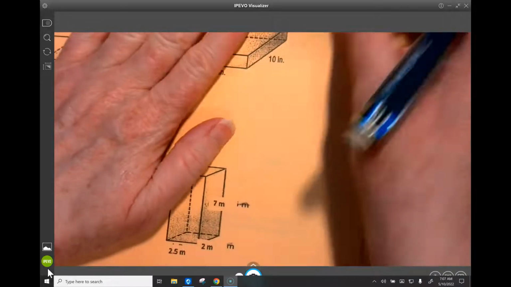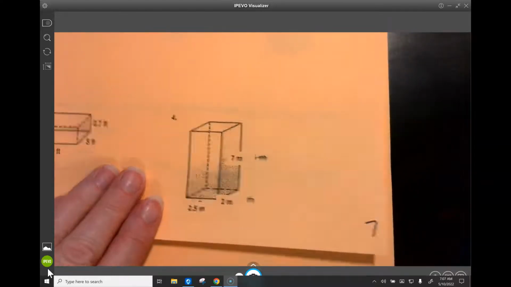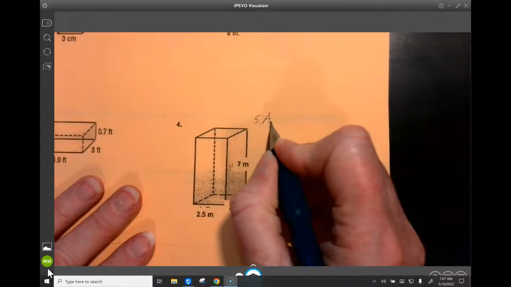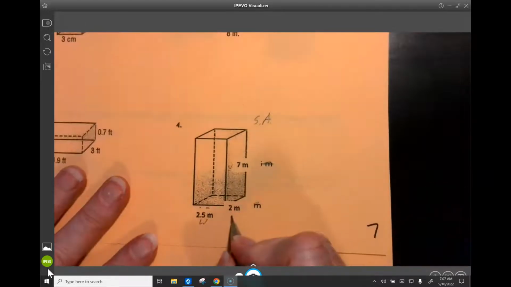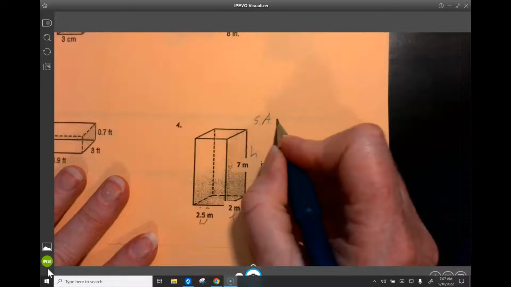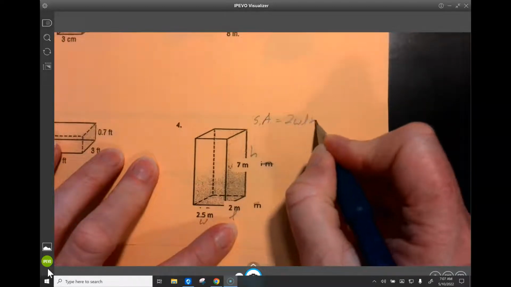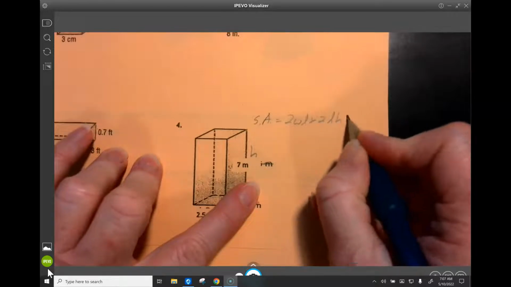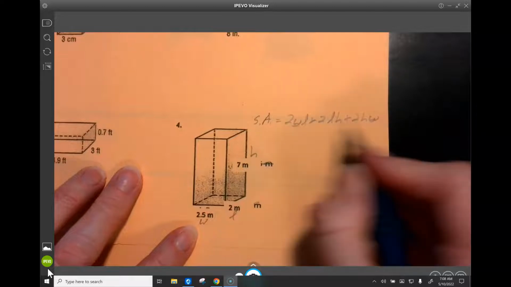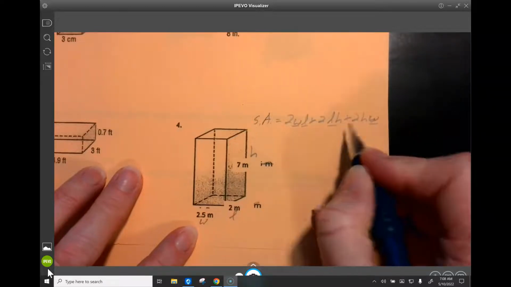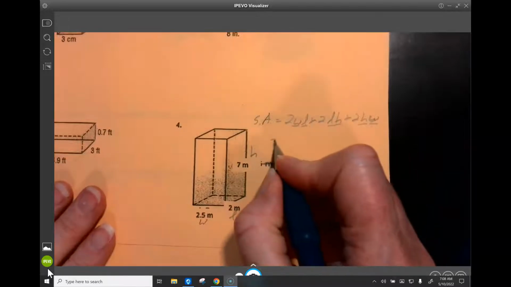Okay, so number 4. If I'm doing number 4, I know that I'm going to find surface area. And the first thing I'm going to do is I'm going to label everything. So this is a width, a length, and a height. And I know that I have to do 2 of each of them. So 2 times the width and the length, plus 2 times the length and the height, plus 2 times the height and the width. Now I'm going to double check. I have width twice, I have length twice, I have height twice. So I know I've done everything. So I just kind of double check that every time to make sure that I don't repeat anything.